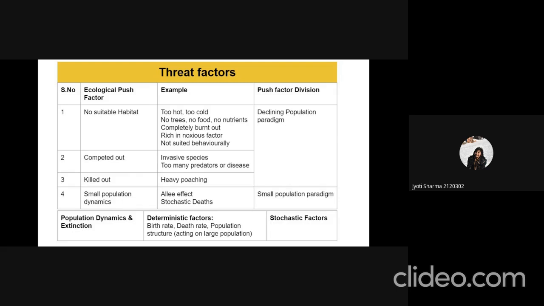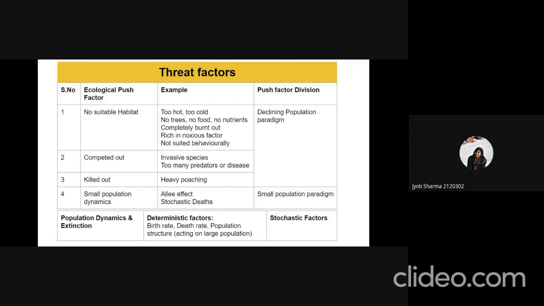Then we have rich in noxious factor. It may happen that because of human intervention, we are releasing dangerous gases. We are dumping our sewage in their habitat in such a way that they are releasing some chemicals, some type of gases or polluted water in such a way that they can't survive anymore. So this is the rich in noxious factor.